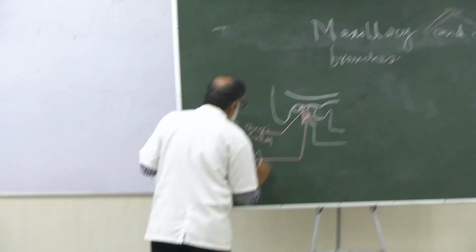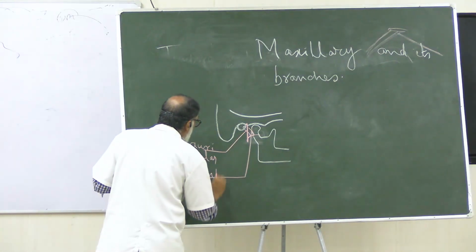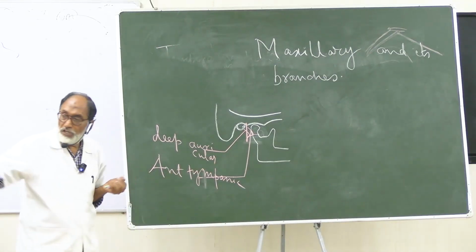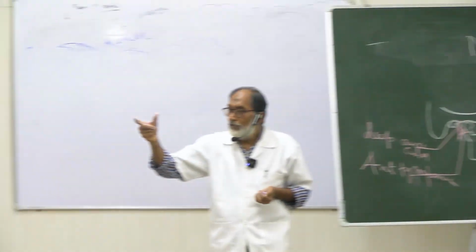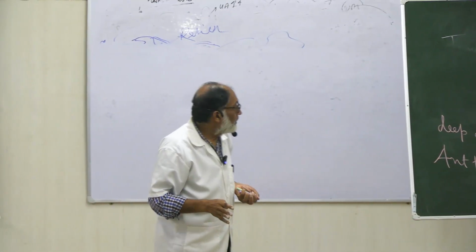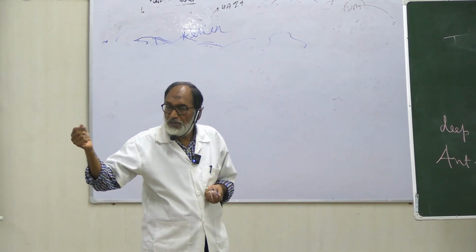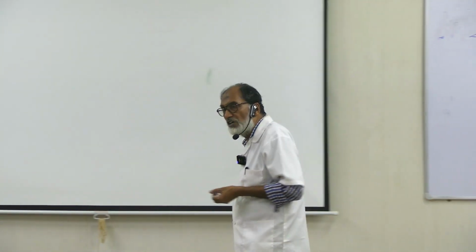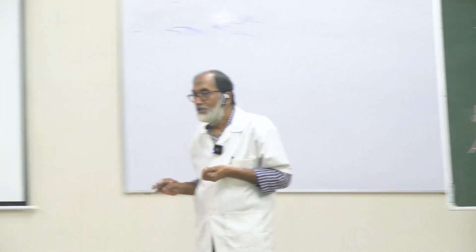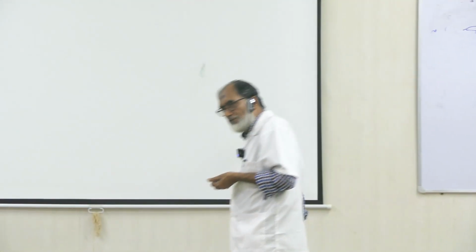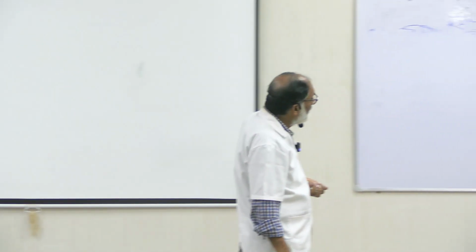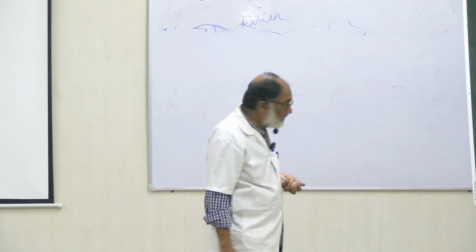Anterior tympanic will enter into the middle ear, and it will pass through the petrotympanic fissure. Another important nerve passes through the petrotympanic fissure. What is the name of that nerve? Chorda tympani nerve passes through the petrotympanic fissure. So along with this, another artery is passing through. What? That is the anterior tympanic artery, right?